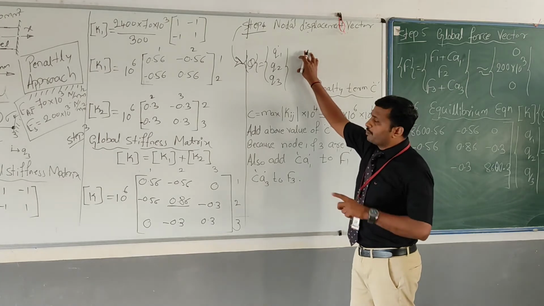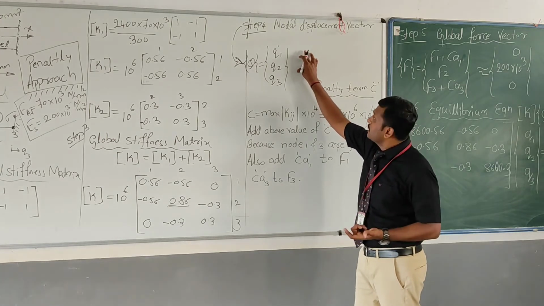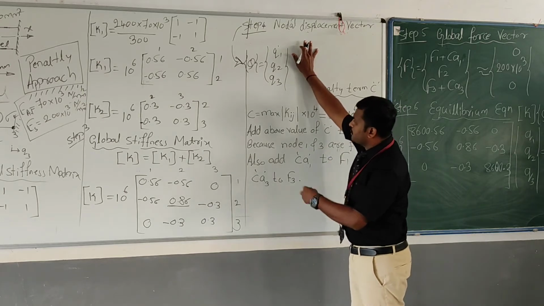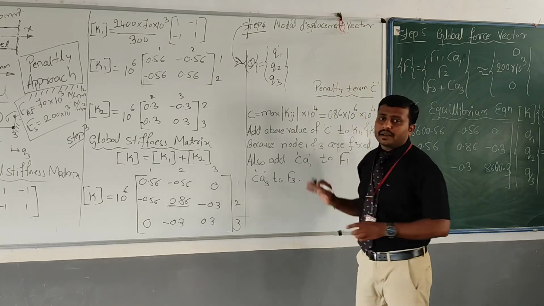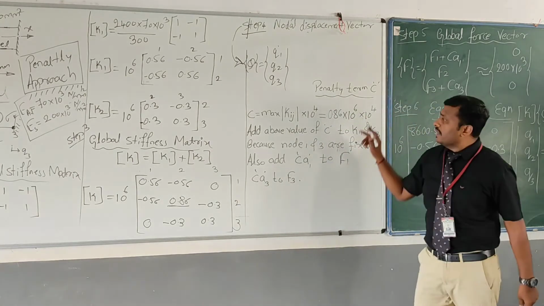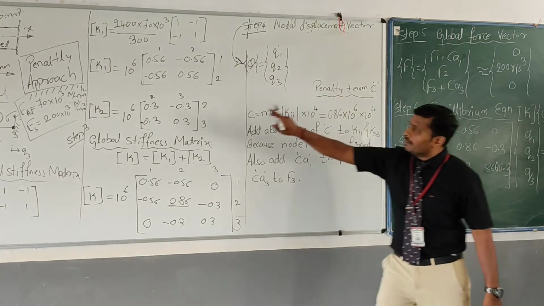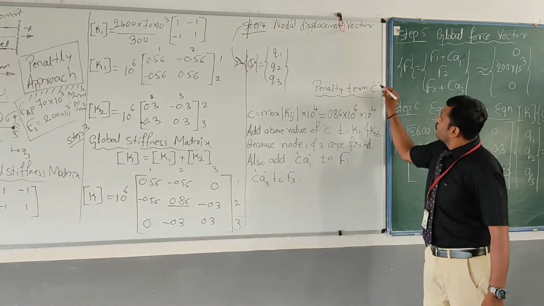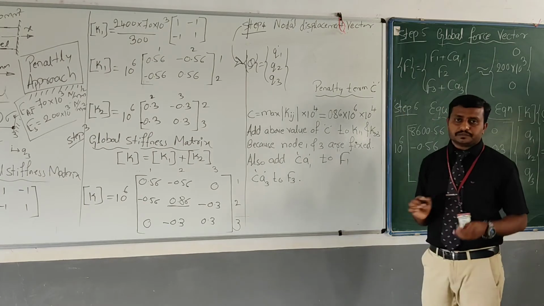Compared to the previous method, the elimination method is quite different. That's why I will keep it as it is. Now I will explain how to find the penalty term. The penalty term I will represent by C, because the method we are using here is the penalty approach. That's why we have to find the penalty term C.